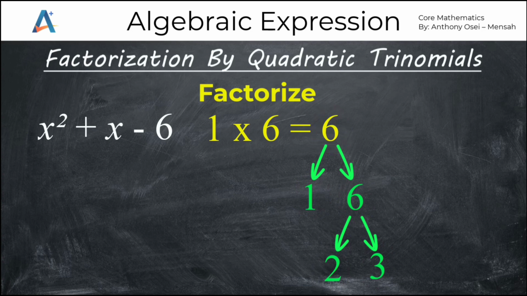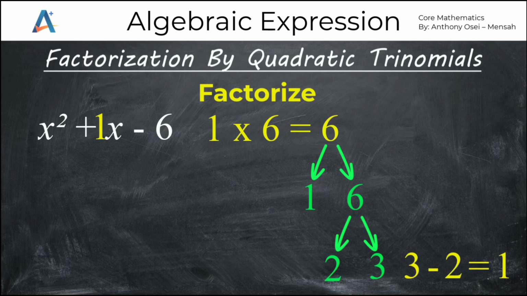The next step is, since all these pairs of factors can multiply to give us 6, we need to get 2 of the factors that can also add or subtract to get the coefficient of x. If you check, the coefficient of x is positive 1. Now, which of these pairs of factors can either add or subtract to give us positive 1? If we check within it, then 2 and 3 qualify. Why? Because minus 2 plus 3 will give us positive 1. Or 3 minus 2, the other way around, will also give us positive 1.